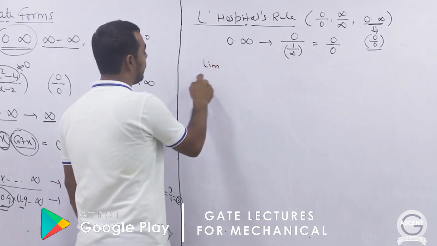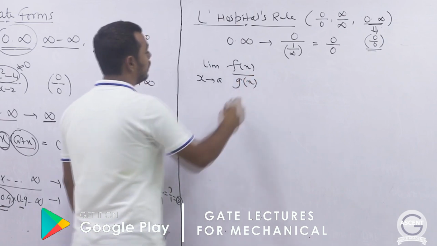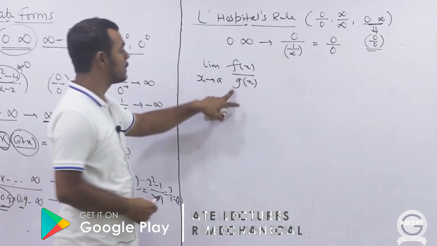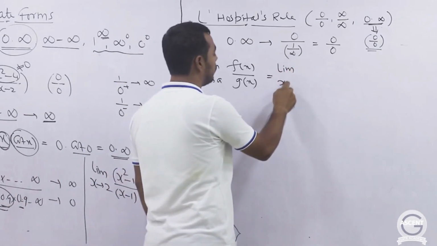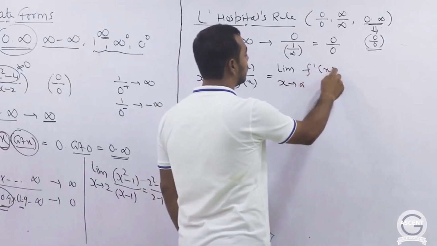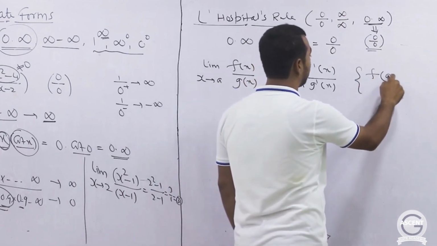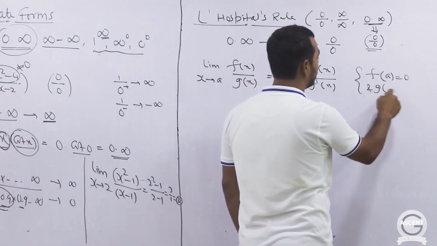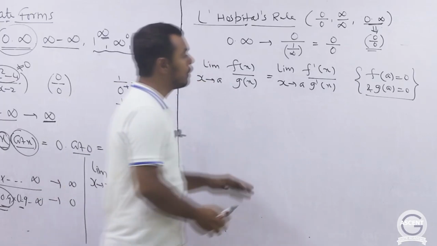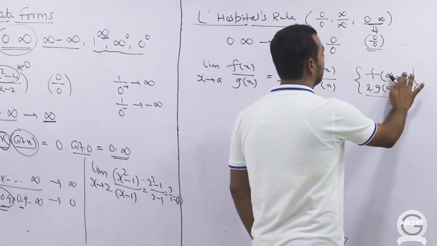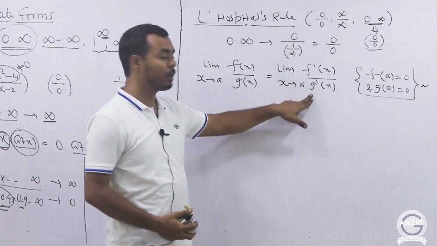The L'Hopital rule is that limit x tending to a f(x) by g(x) will be equal to limit x tending to a f dash x by g dash x. But remember that this will be valid only when f of a is 0 and g of a is 0, meaning that you are getting 0 by 0 indeterminate form, or you are getting infinity by infinity indeterminate form. In that case also you can apply this. So if you are getting 0 by 0 or infinity by infinity, then you can apply L'Hopital rule.